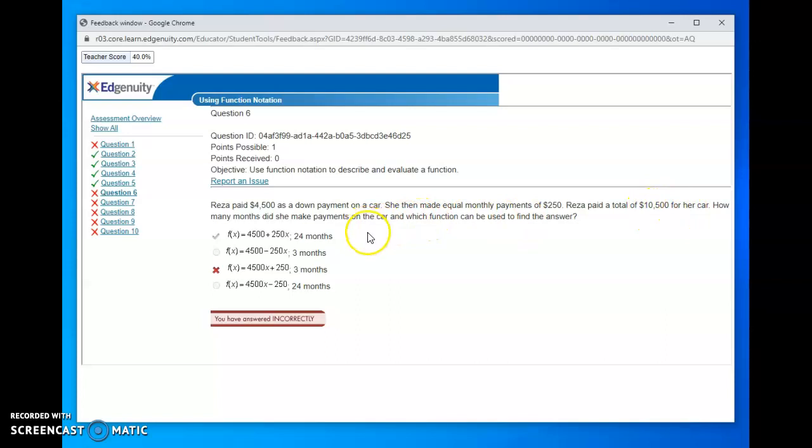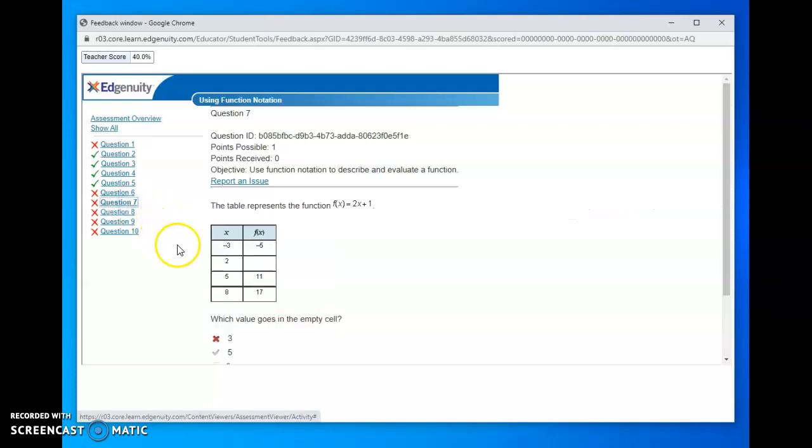How many months did she make payments for the car, and which function will be used to find the answer? So $4,500, she's paying that one time. So it's not going to be this one with the 450x because she's just putting down a down payment one time. The x is going to go with the 250 because that's the thing that you pay over and over and over again. That's the thing that repeats. So it's going to be that first one.